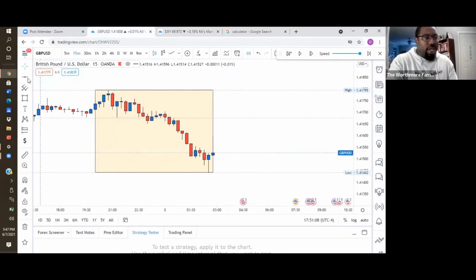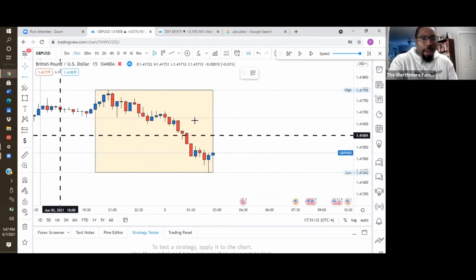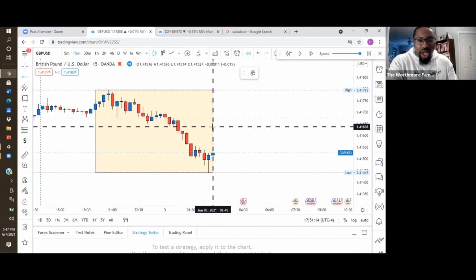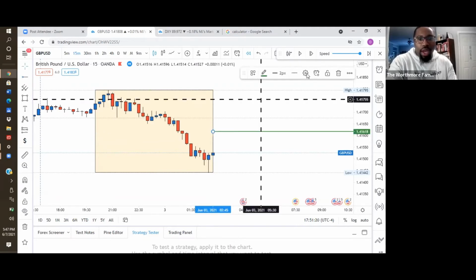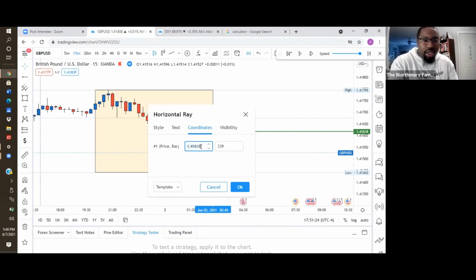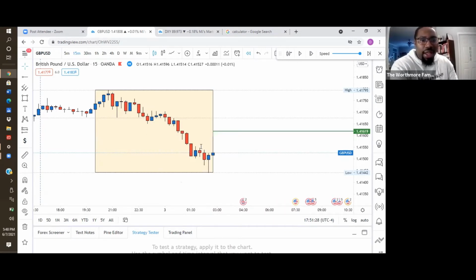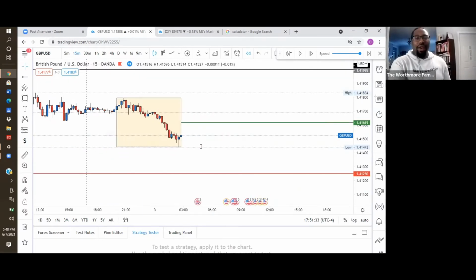So what I do now is I take a ray, right? And I take a ray over to the edge of the range. Boom, shoot the ray out, and then 1.41, if I want to be super, super precise, 619, okay? There it is. Now that is my Asian session midline. That's the average price line, okay?